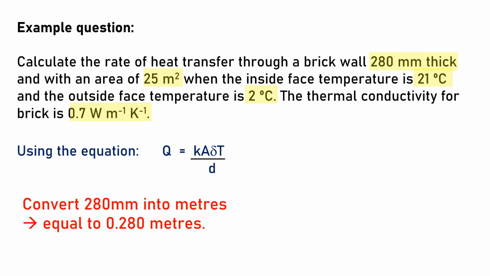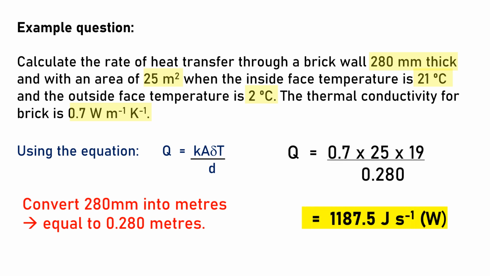If we now plug those numbers into our equation, we have 0.7 for our thermal conductivity, 25 for A, our area, and 19, which is our temperature difference between that 21 and 2 degrees C. We times all those together and then divide that by 0.28, and we get 1187.5 joules per second. That is to say our final answer is 1187.5 watts.